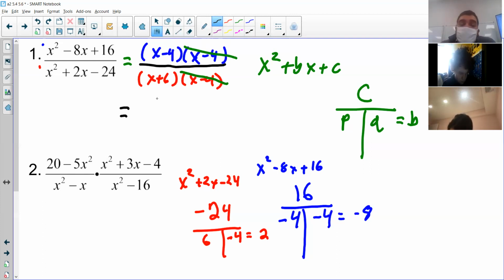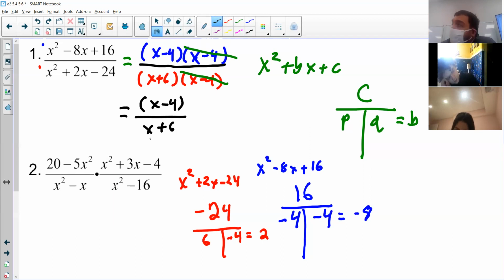So then your final answer is x minus 4 on top, x plus 6 on bottom. We can't simplify it anymore, so we circle it and we're done.